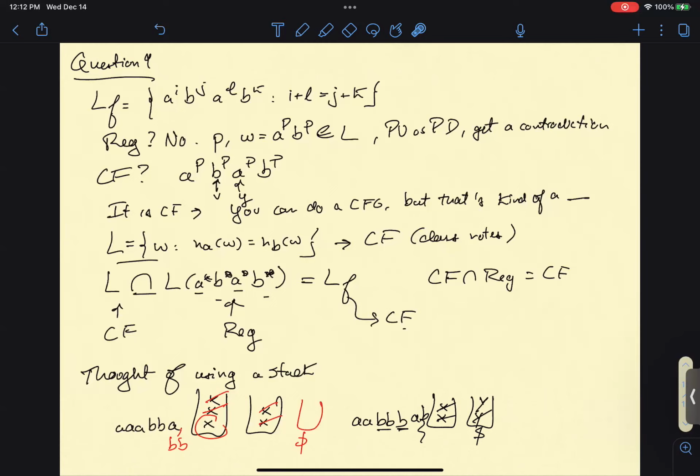No, I'm still using one stack. It's always the same stack, but I'm just using two stack symbols: X for the A's and Y for the B's. Or really it's X if the difference is +1. So if this is positive, then that means you have X's on the stack. And if this is negative, then that means you have Y's on the stack. Okay, good. Other questions?